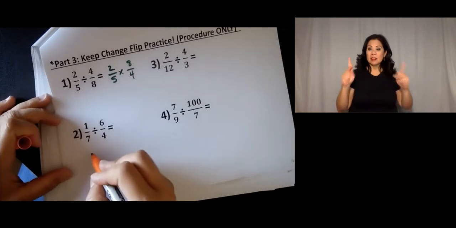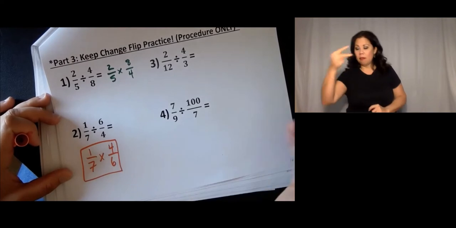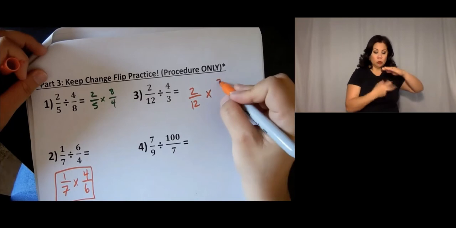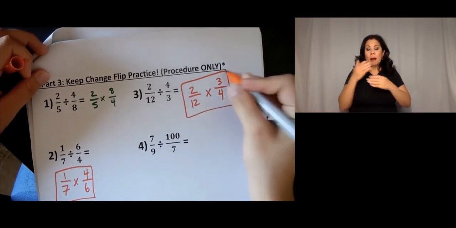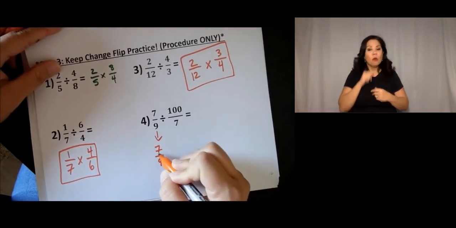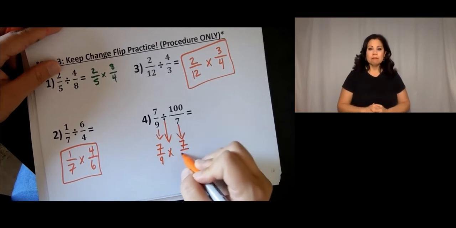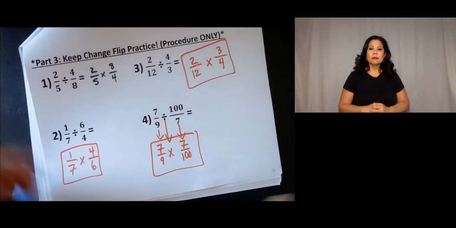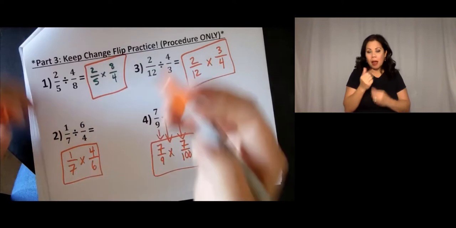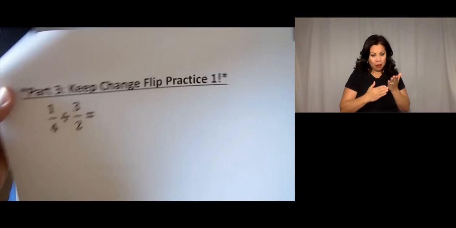All right, so keep this one, change that one, flip this one. Here's my new problem. Here, keep 12, change it to multiplication, and flip that second fraction. There's my new problem. Again, we're not solving it. Keep the first one, change this to multiplication, and flip that second fraction, and this is what we get. That's our new problem. Again, we are not solving them right now for this page. We were just practicing the procedure. The first step, keep, change, flip.